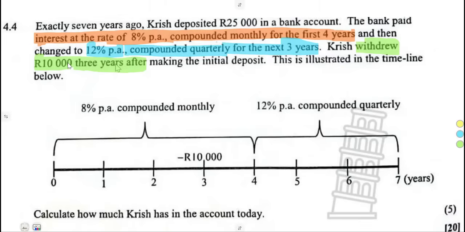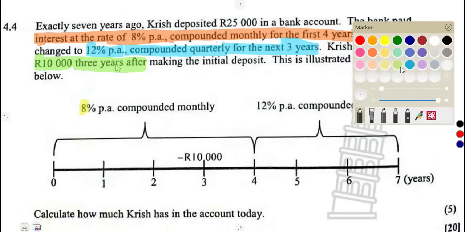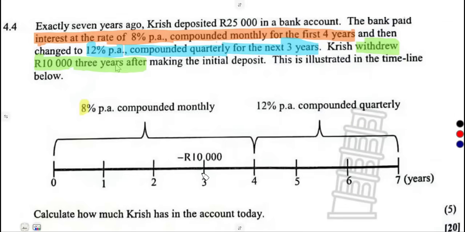3 years after. So it means within the 3 years, within the 4 years here that we are given, there is supposed to be an 8% compounded monthly as illustrated here. Before we even finish the 4 years, on the third year, she took 10,000. It happens. You are saving, then you take out from the savings. That is what happened on this condition of Krish.